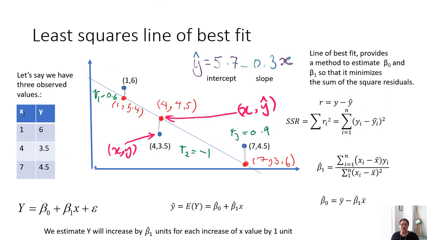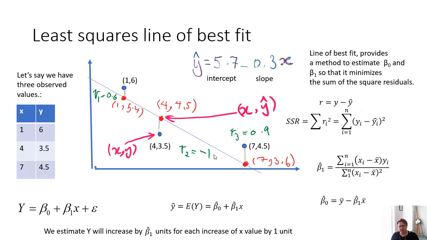Now, in order to make it more understandable, let's say that we have got 3 observed values here. So the first point has got an X of 1 and Y of 6, and it is the blue dot here. The next point is X value is 4, Y is 3.5, and it is in here. And the next value is X is 7 and Y is 4.5. Okay? Now we want to do the line of best fit.